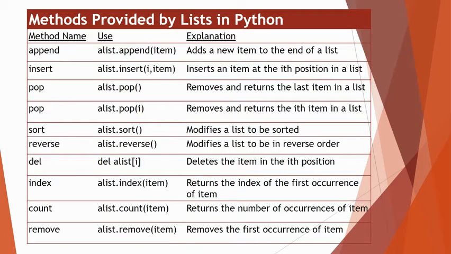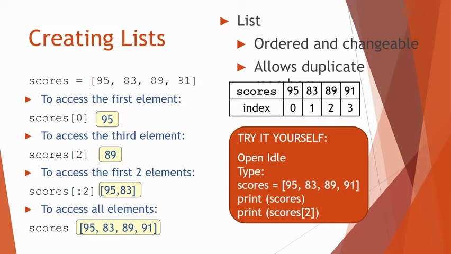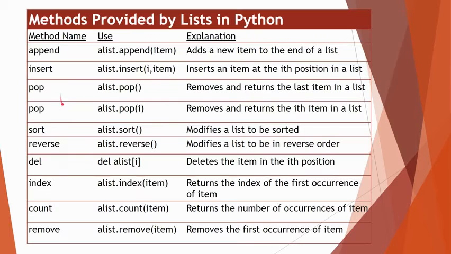So if you wanted to remove 89, back here in scores, the third element is in index 2, you would pop 2. So it would be scores.pop(2). To sort a list, you can use the list name dot sort. To reverse the list, you could say the list name dot reverse.